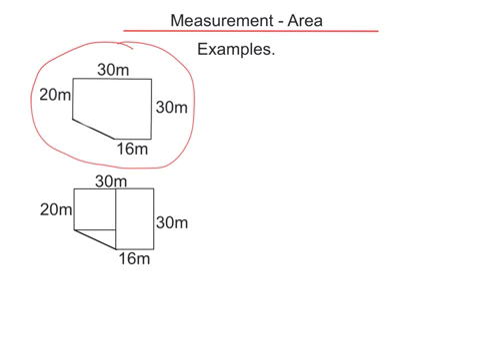So in this example here, we would cut it up along here and make the shapes that we've got below. Once you've done that, you need to find out the area for each separate shape. So I'll call this shape 1, 2, and 3. So for shape 1, that's a rectangle. Shape 2, that's a rectangle, and shape 3, that's a triangle.